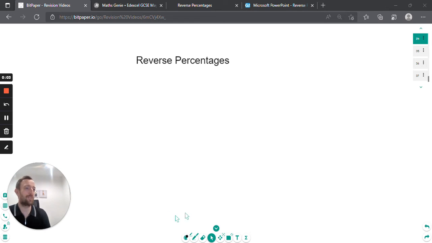Okay, so now we're going to look at some reverse percentages. I know some of you don't like percentages. This topic, reverse percentages, is a grade 5 topic, and it kind of gives it away in the title of it. It's a reverse percentage. In other words, if you're going in reverse, you are going backwards.